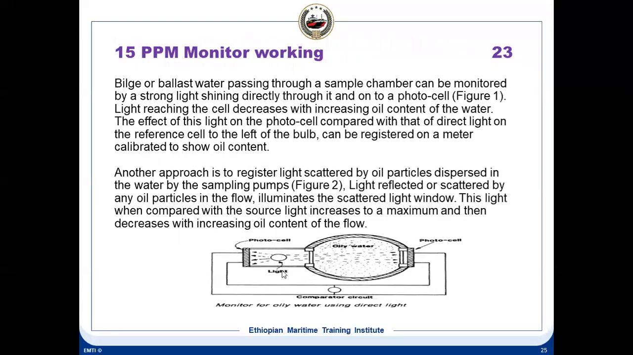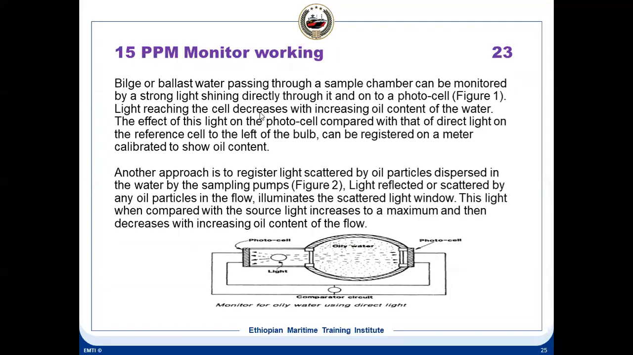The basic principle is something like this, how it is working. So here you can see this is a photo cell, this is also a photo cell. This is the reference value, this is the oil which is coming here. So it gives a comparison between these two, and it gives an alarm. Bilge or ballast water passing through a sample chamber can be monitored by a strong light shining directly through it onto a photo cell.